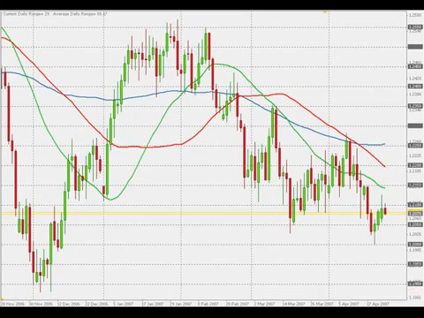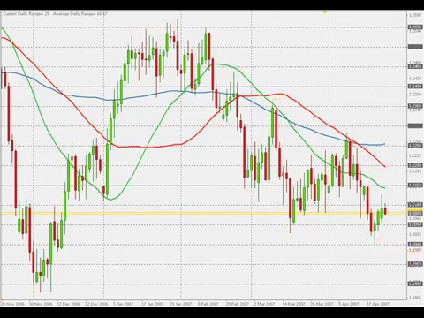First of all, we see a clear downtrend, making lower highs and lower lows. Let me mark them for you on the chart. There's a high, there's a low, a lower high, lower low, lower high, lower low, lower high, lower low. You see, it's a clear downtrend.